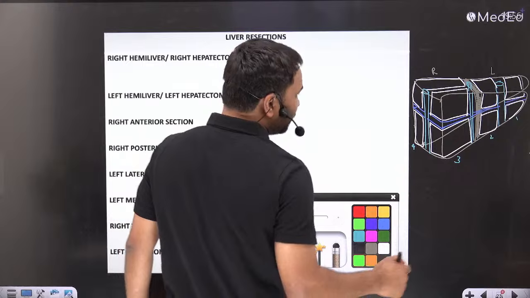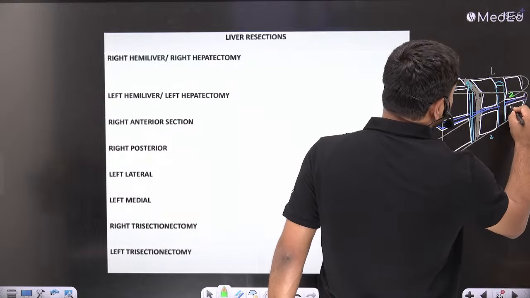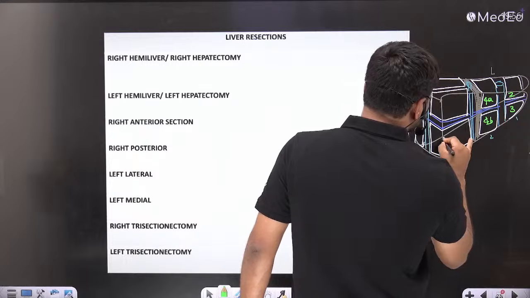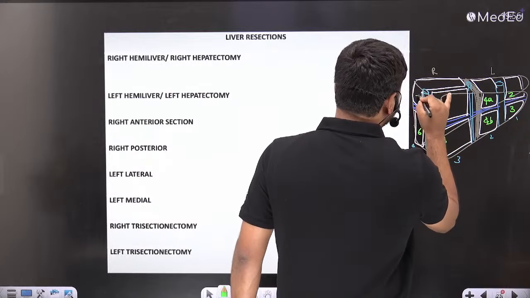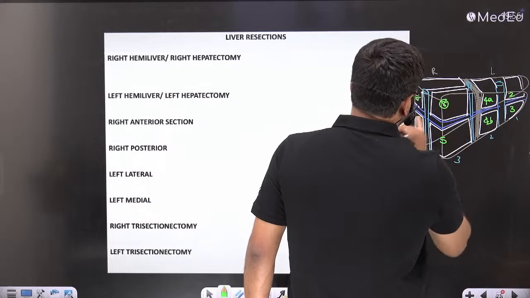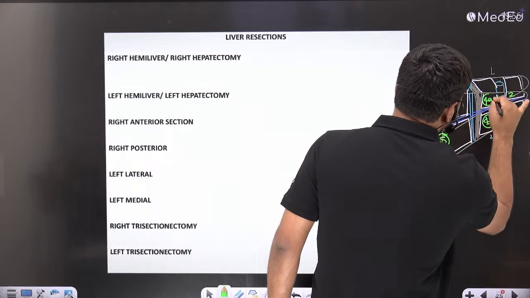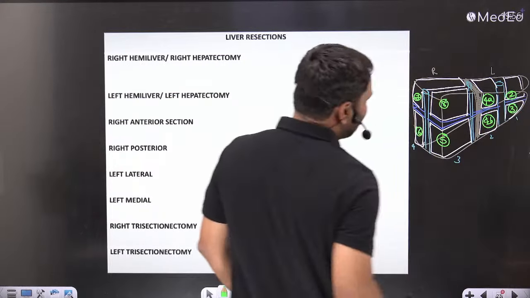So if I number them, this is your segment number two, this is your three. This is your 4A, this is your 4B. This is segment 5, this is segment 6, this is segment 7, it is your segment 8, right? So this is the orientation of the segments that you need to keep. Where is segment number 1?